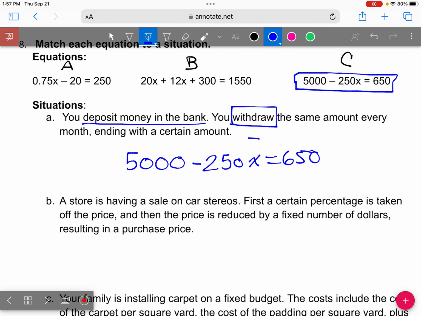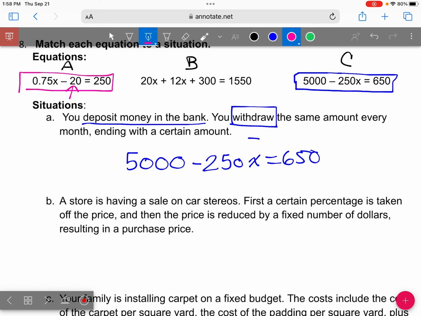So then we have that a store is having a sale on car stereos. First, you get a certain percentage taken off the price, and then the price is reduced by a fixed number of dollars. So you get a coupon. So they're percent off and a coupon, resulting in your total purchase price. Which one of these fits that one? A.